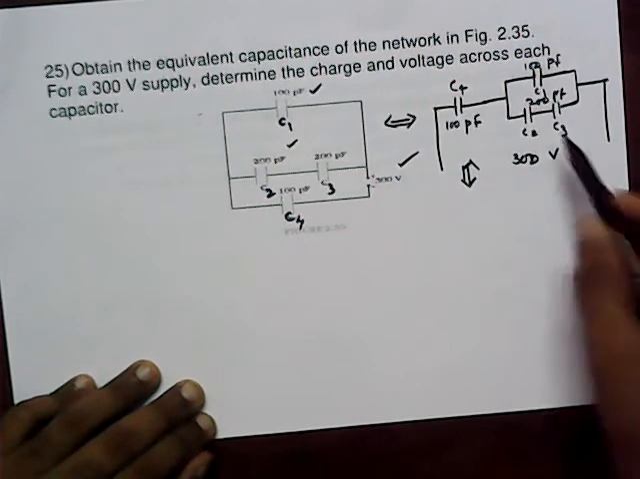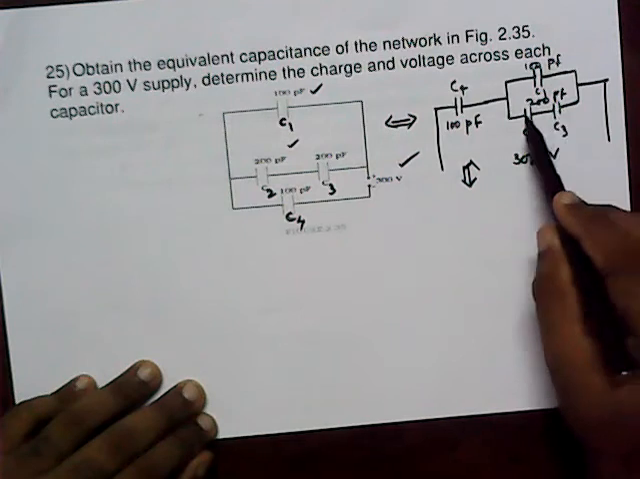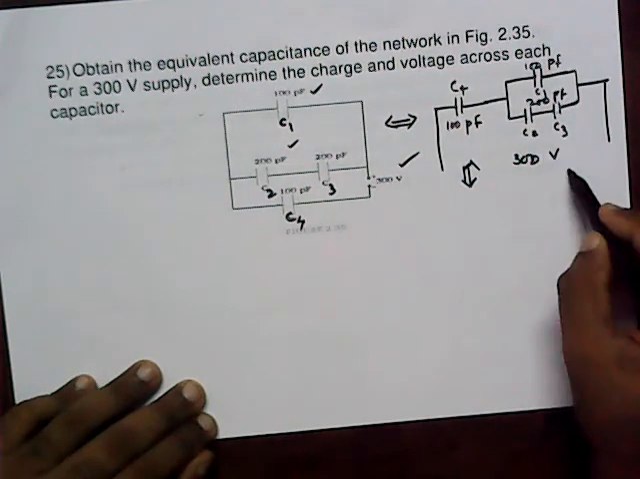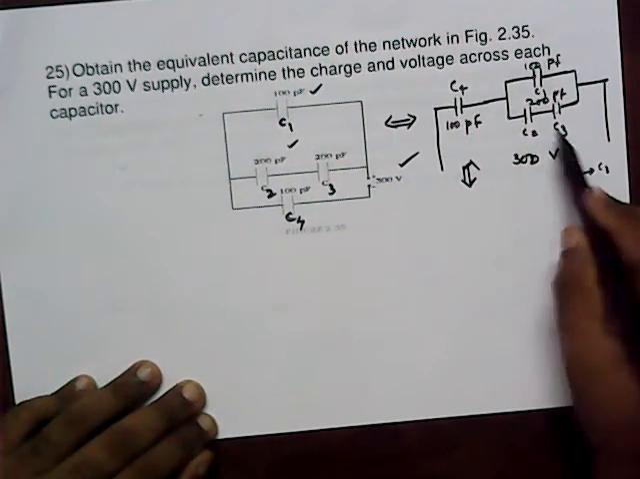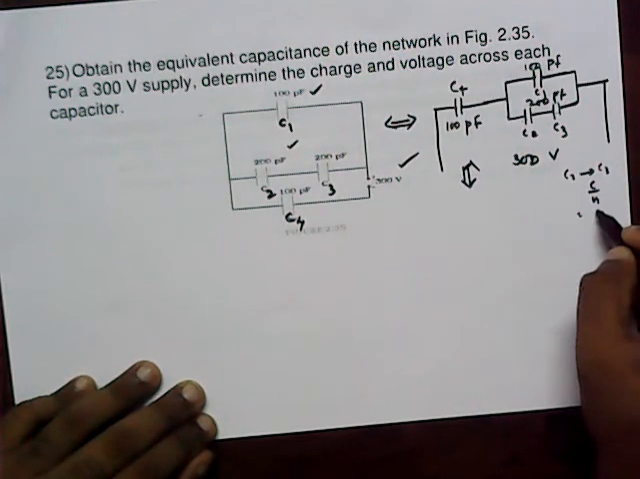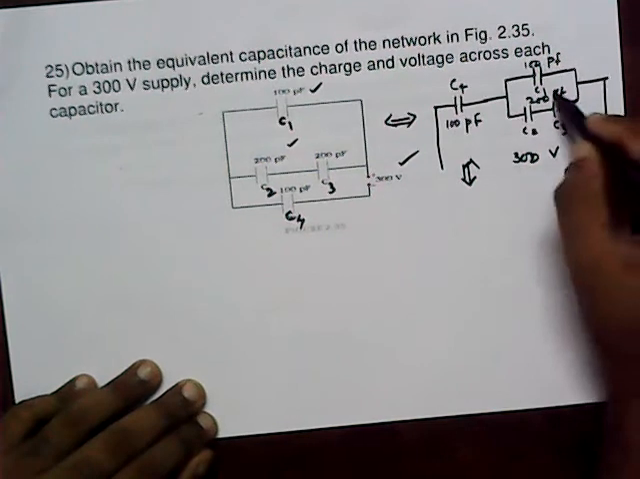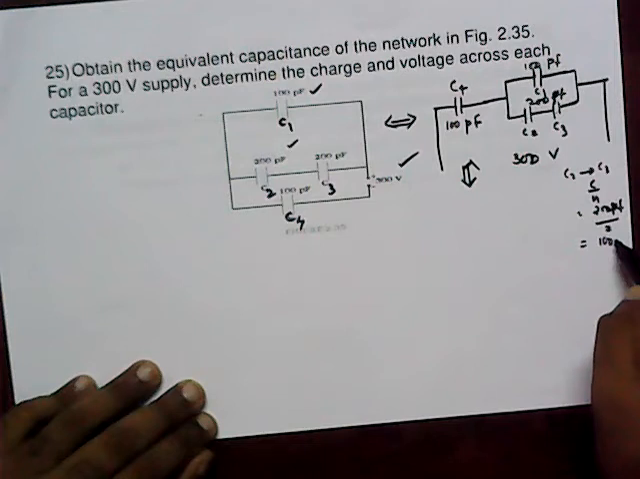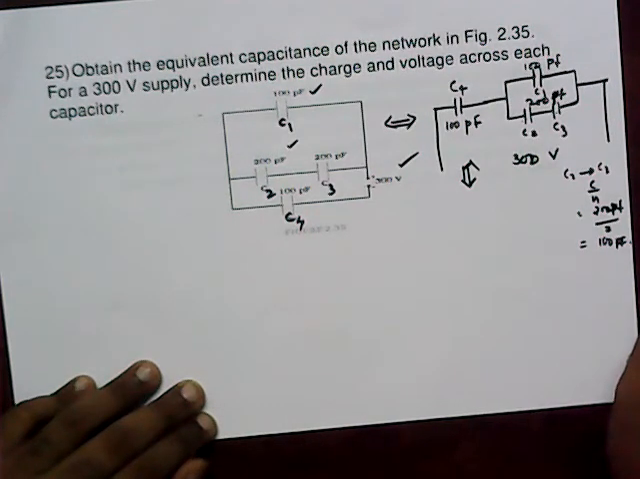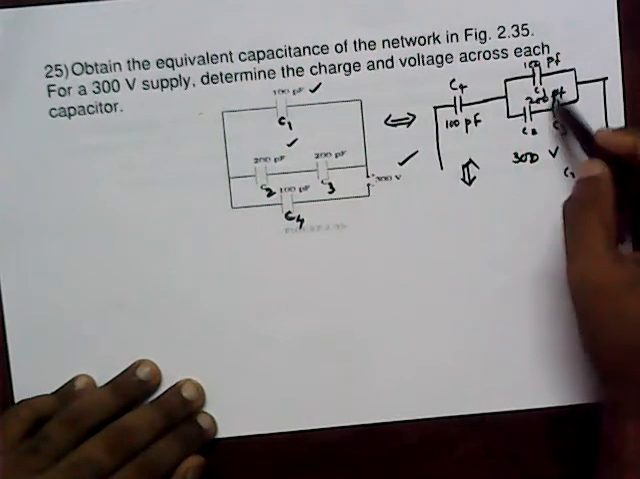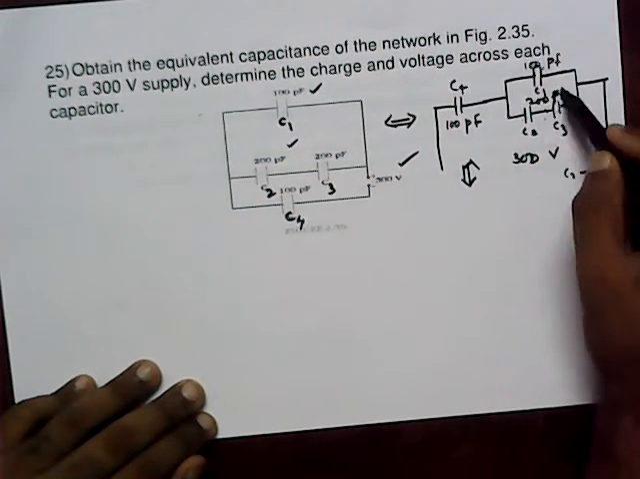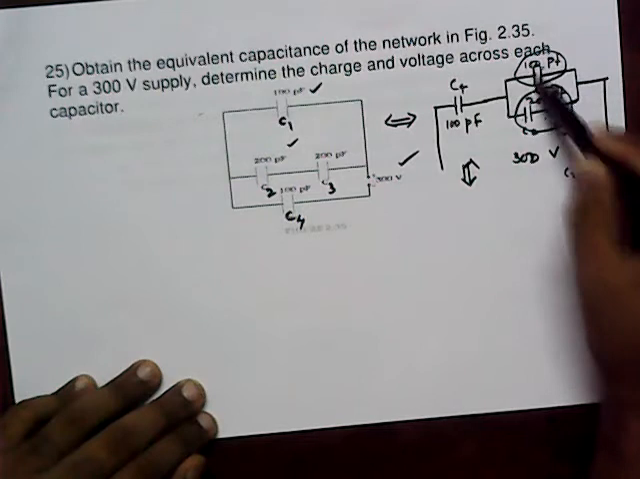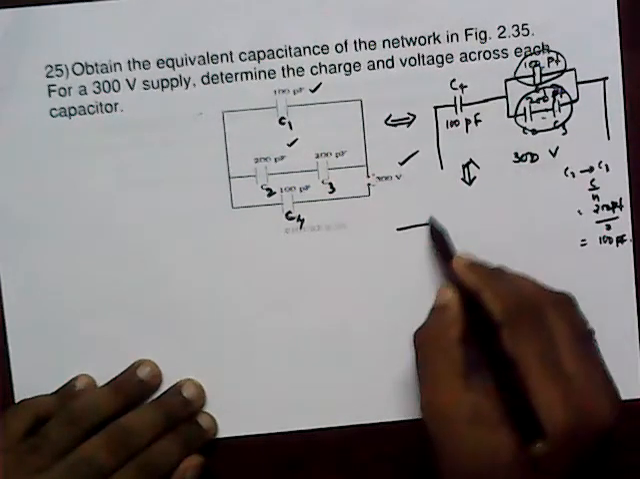To obtain that, these 200 PF capacitors are in series. So C2 and C3 together give C by n, that is 200 PF divided by 2, which is equal to 100 PF. That is a very important concept. So this 100 PF and this 100 PF are in parallel, and therefore the circuit can be drawn like this.